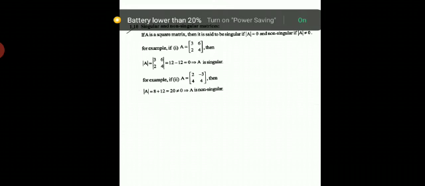Another example, A is equal to [2, -3; 4, 4]. Then the determinant of A is obtained by multiplying the leading diagonal elements and the other diagonal elements. That is equal to 2 4s are 8, minus into minus plus 3 4s are 12, that is plus 12, which is equal to 20. So 20 is not equal to 0. Therefore A is non-singular. We will see some more examples.